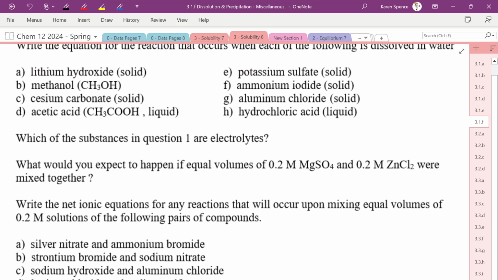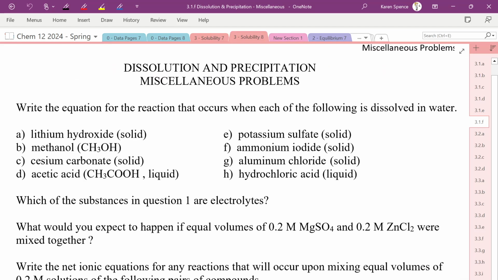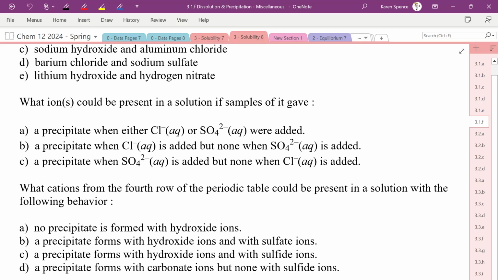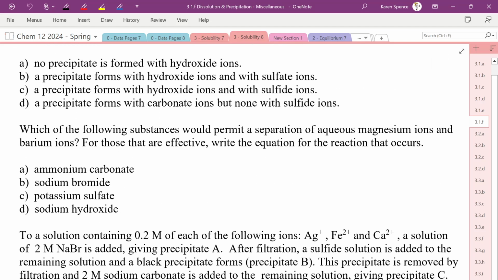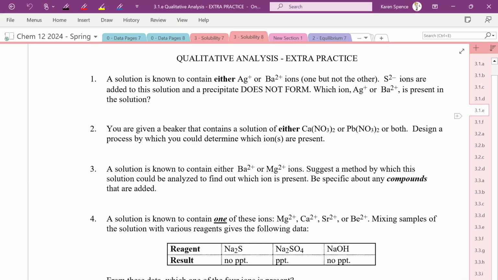3.1f is more about which things are electrolytes. Can you write the dissociation equation? Can you write the dispersal equation? What ions might be present if you got a precipitate? So you're gonna need to use your table for that. There's a few other types of questions. It just gives you a variety.